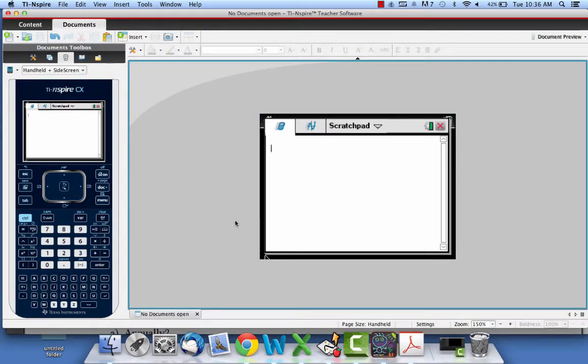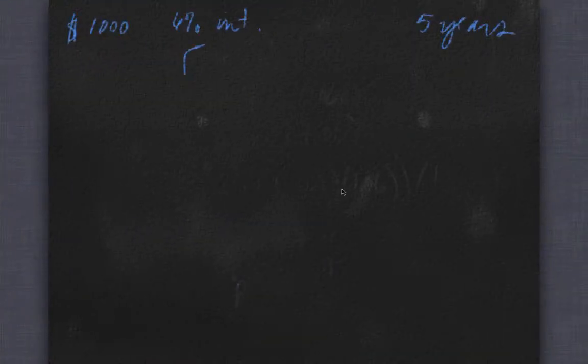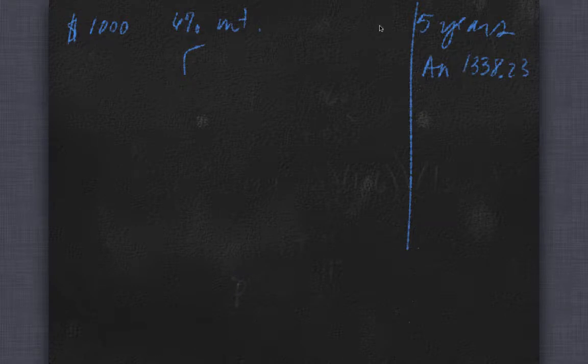So I would have 1,000 times 1.06 to the 5, I think. So we would have $1,338.23 at the end of that. So this is compounding annually. Okay? So now we're going to compound it instead, say quarterly.